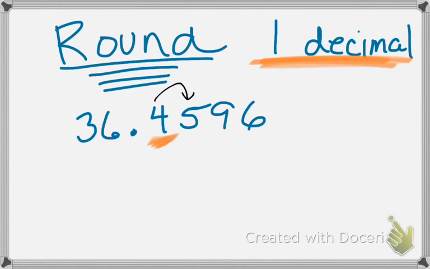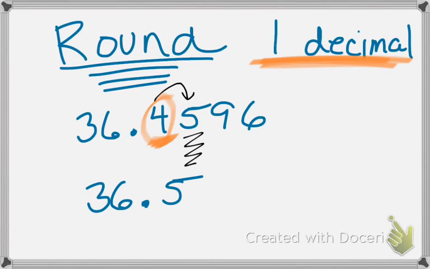So what that means is, if this number next to it is 5 or bigger, it means you round this one up. So if we're rounding this one, we're going to round it to 36.5. Now, let me give you a different example.